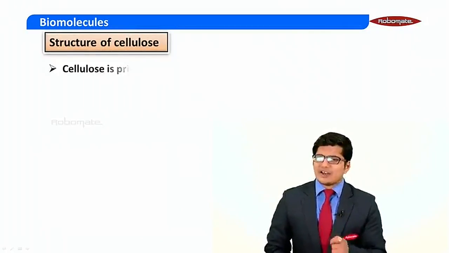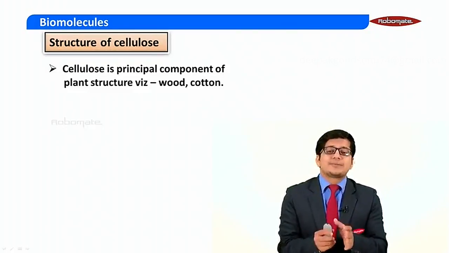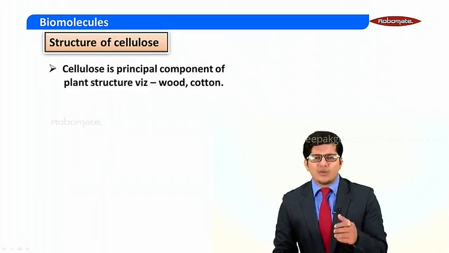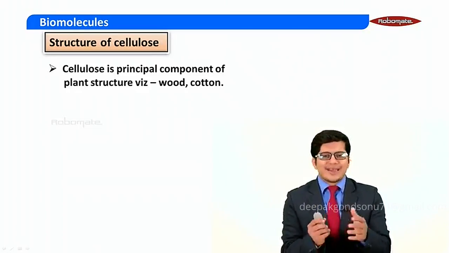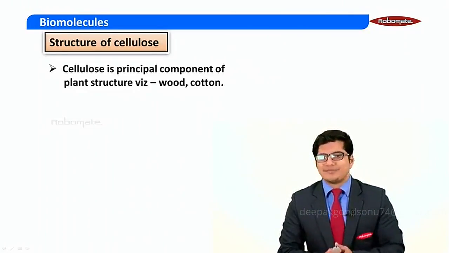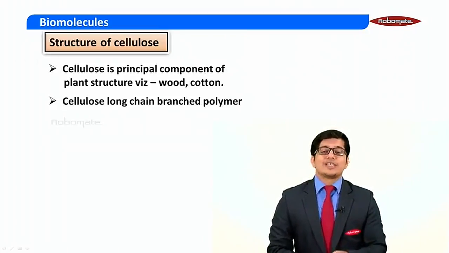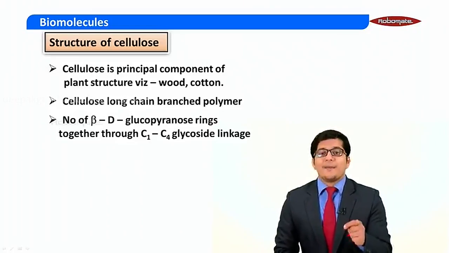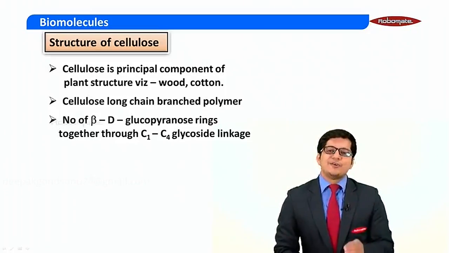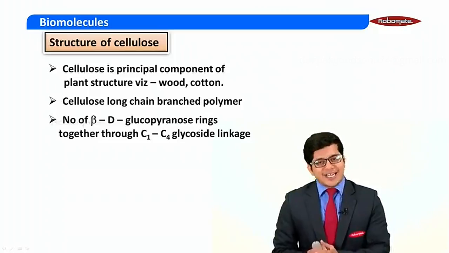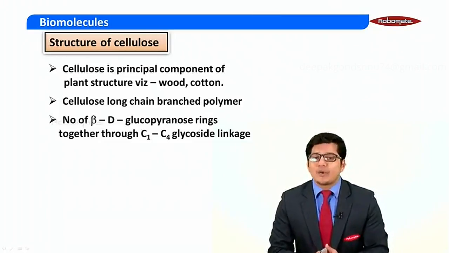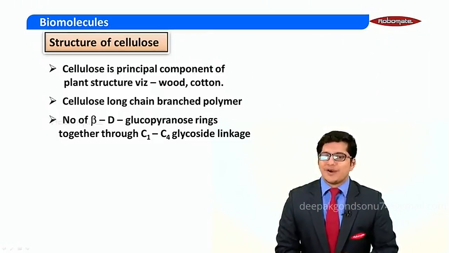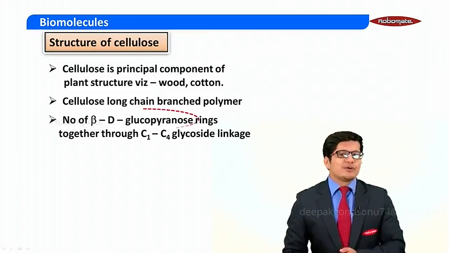Now what is cellulose? Cellulose is a principal component found in the plant kingdom, that is in wood, in cotton and many other objects in the plant kingdom. Further, cellulose is a long chain polymer formed by a number of beta-D-glucopyranose rings attached end to end by C1 and C4 glycosidic linkages. So, what exactly is beta-D-glucopyranose?